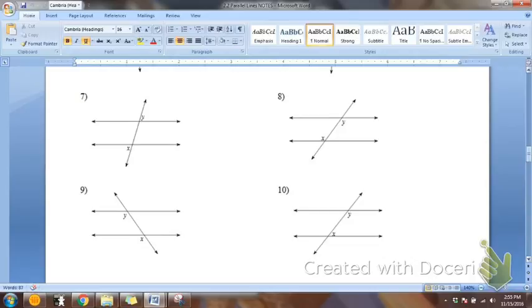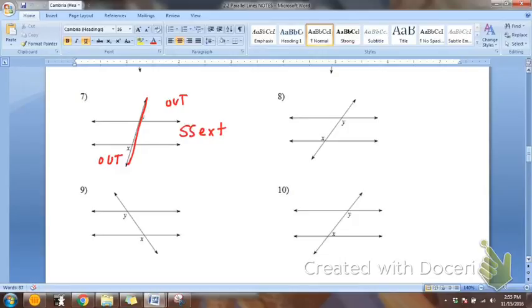You got 15 more seconds. Okay, Crystal, what did you say for number 7? Alternate exterior. Why do you say alternate exterior? Okay, so they're on the outside. They're on different sides. And they're on different sides. Good.